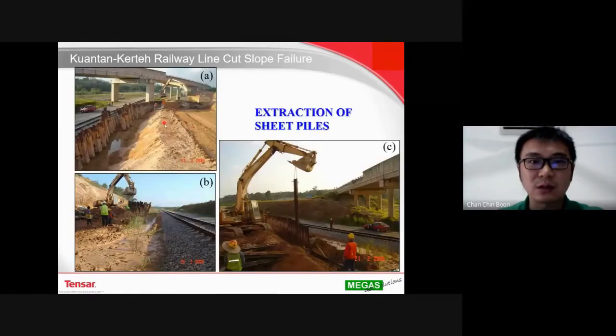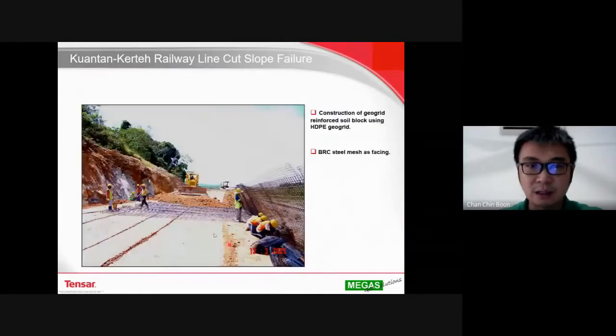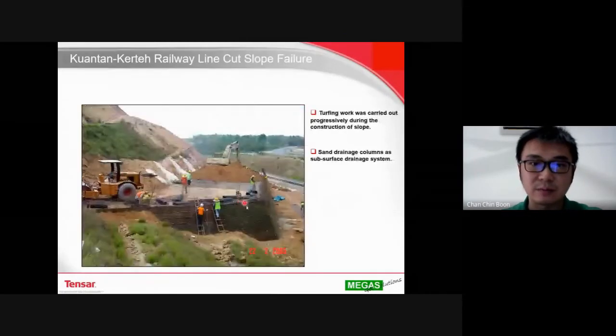The construction begins with extracting the existing sheet pile. Of course, before that, they had already removed some loose material as well. Then we use the steel mesh facing, where the uniaxial geogrid is connected to the steel mesh, built up layer by layer. We can see the block joints and the facing over here.